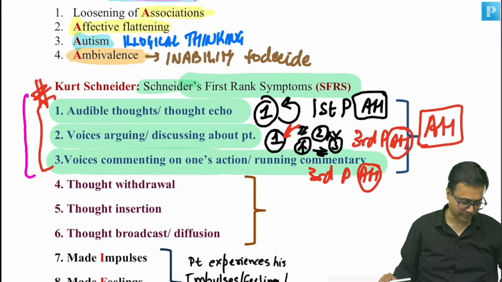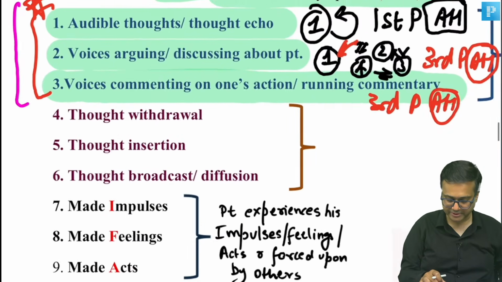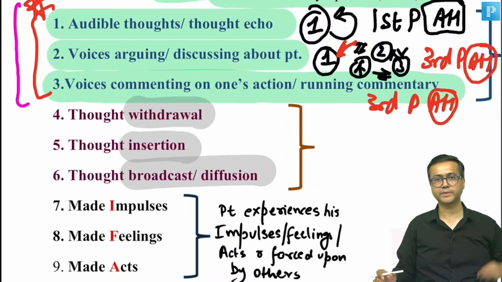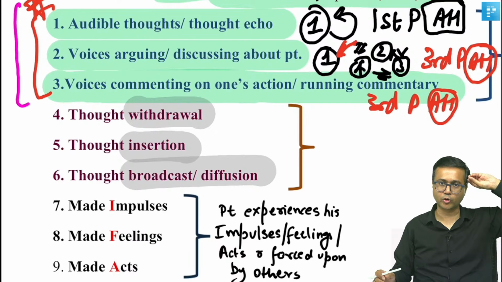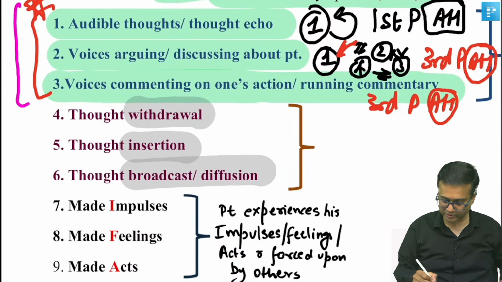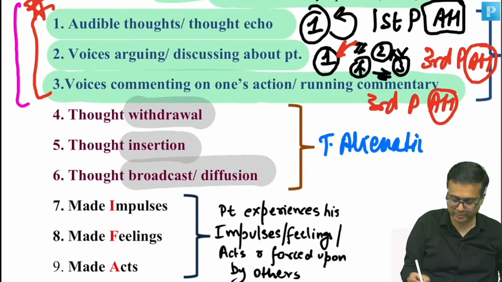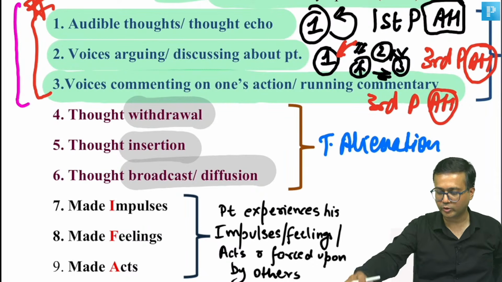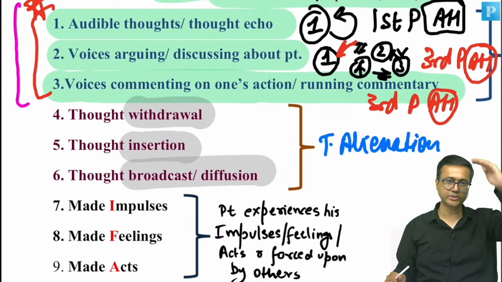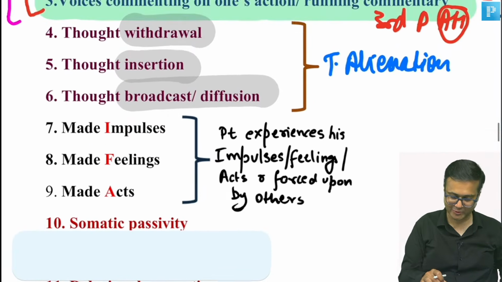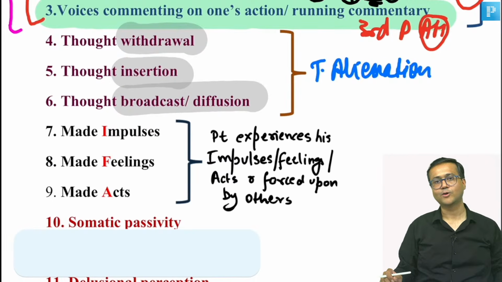Please be very careful. Let's discuss the next 3, beta. Thought withdrawal, thought insertion, thought broadcast. This we have already covered now, that somebody is inserting thoughts, or withdrawing my thoughts, or broadcasting my thoughts. So where did we cover this? Under thought alienation phenomena, beta, or passivity of thought. Very good, beta. Is it clear now? So the first 6 we have covered. Very good. Yes, group discussion. So yes, you can say third person auditory hallucination.